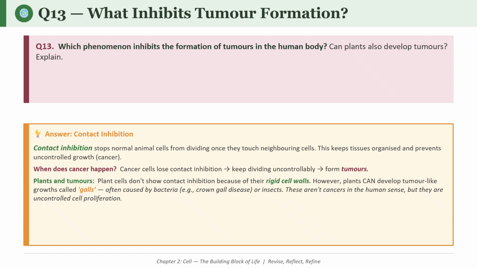When we talk about plants and tumors, plants do not show this contact inhibition because they have a rigid cell wall. But because of some bacterial disease, caused by bacteria, they show tumor-like growths called galls. We know the disease as crown gall disease. They are not cancers actually, but they are uncontrolled cell proliferation, or we can say cell division.